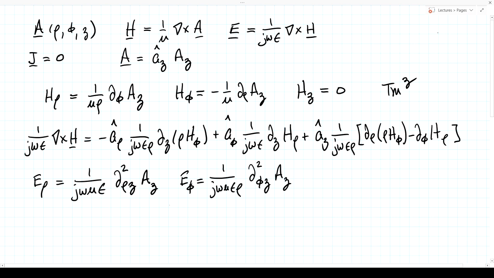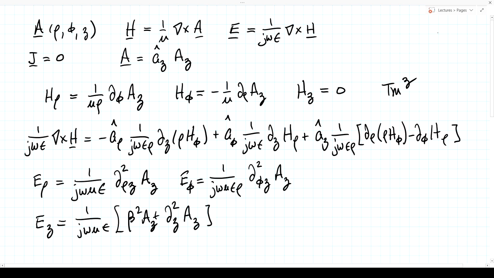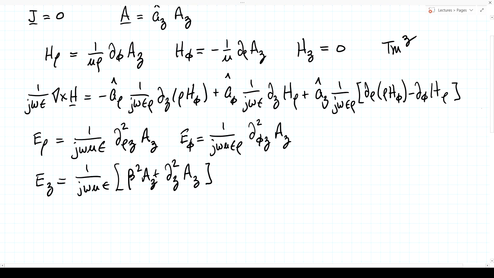And EZ is 1 over j omega mu epsilon, beta squared AZ plus the second derivative with respect to z of AZ. And this final result is a little bit convoluted in how we get at it.